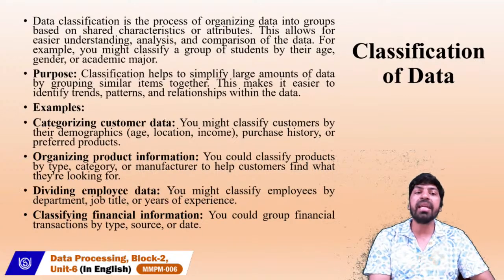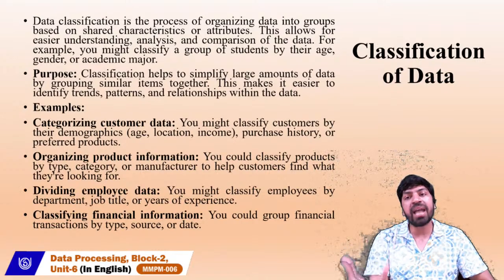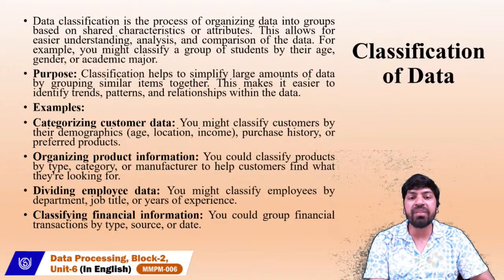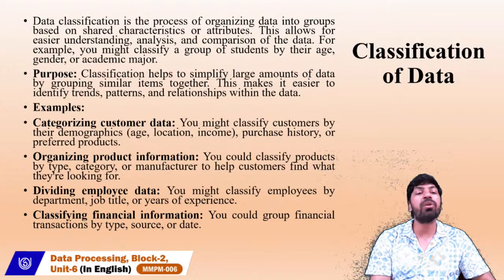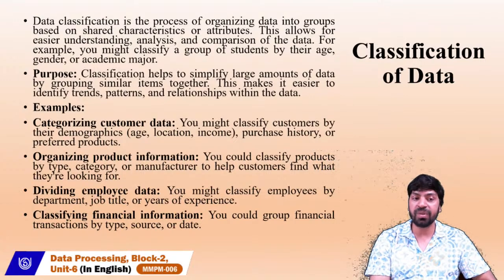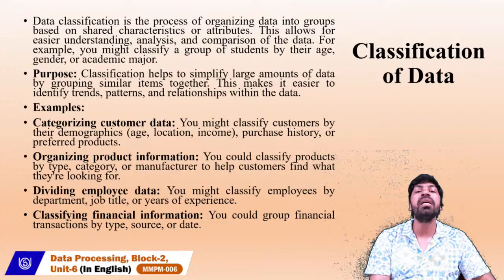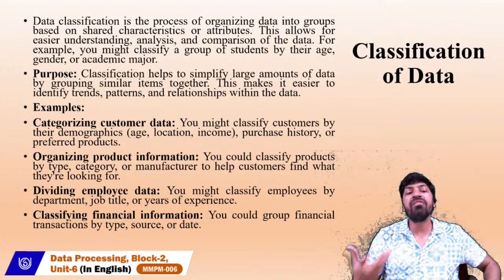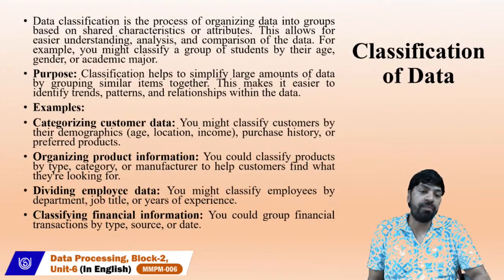So let's talk about the examples of categorizing customer data. It can be categorized based on demographic variables like age, location, income, purchasing history, occupation, income level, preferred locations, and preferred products as well. Organizing product information, you can easily classify the product type or category and the manufacturer, so that the customer can easily find what they are looking for.